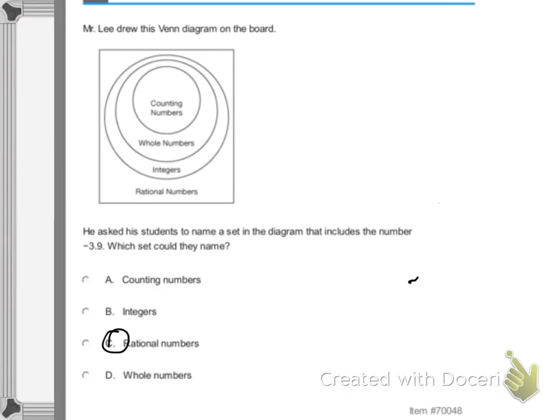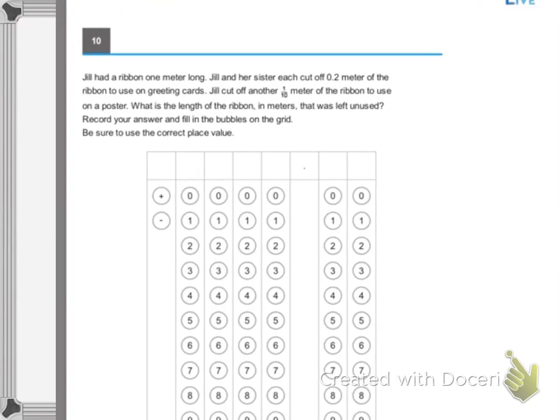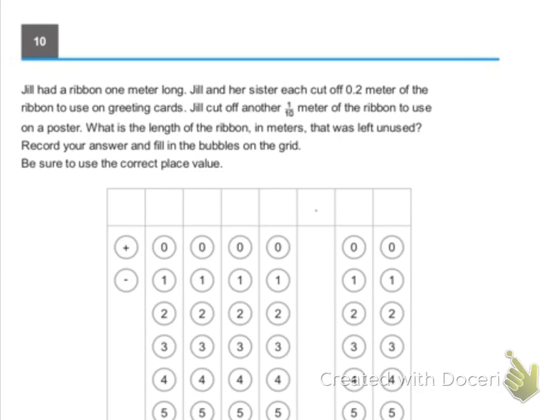Oops, moving this too much. Okay, next. Number 10. I'm not really going to use the griddable part. All right, Jill had a ribbon 1 meter long. Jill and her sister each cut off 2/10 meter of the ribbon to use on greeting cards. Jill cut another 1/10 meter off of the ribbon to use on a poster. What is the length of the ribbon in meters that was left unused?